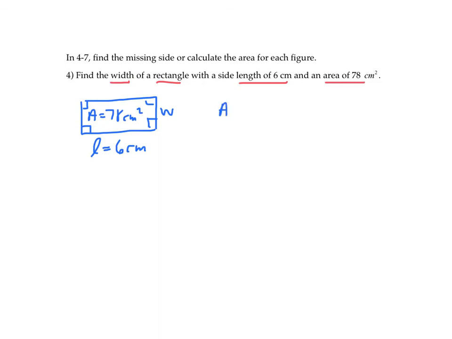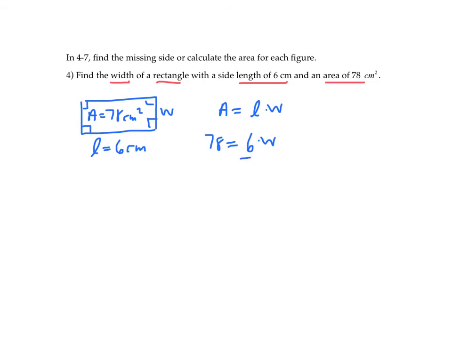So area is equal to length times width. I think it's a good idea to write your formula first, then plug in what you know. We know the area, so replace A with 78. We know the length is 6, and we're solving for W. So there it is with the numbers plugged in.